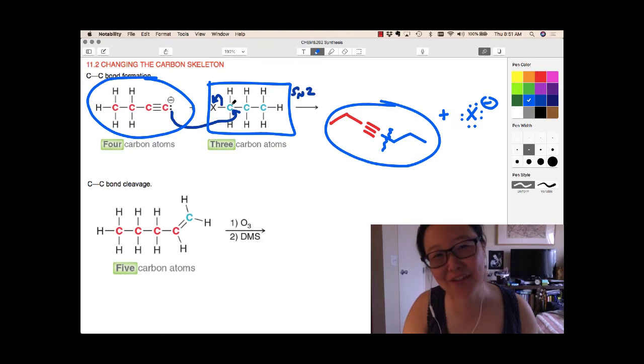Nucleophile attacks an electrophile. How do I make this carbon an electrophile? I put something electronegative on it, like an OH or an X. Okay, X is a great leaving group, so I'm going to use that.